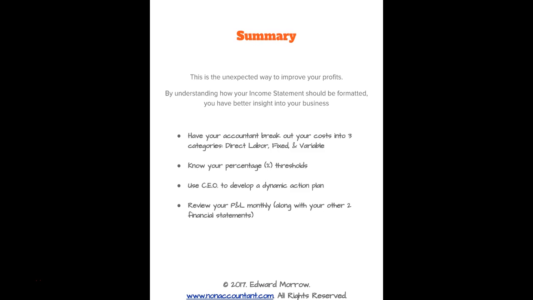In summary, this is the unexpected way to improve your profits. By understanding how your income statement should be formatted, you have better insight into your business. First, have your accountant break out your cost into 3 categories: direct labor, fixed, and variable. Second, know your percentage thresholds. Third, use CEO to develop a dynamic action plan. And 4, review your P&L monthly along with your other 2 financial statements.